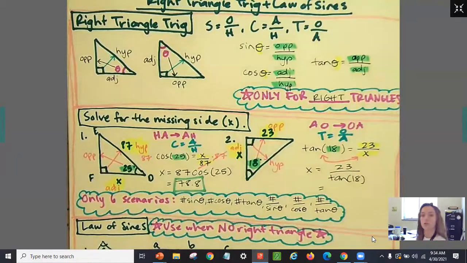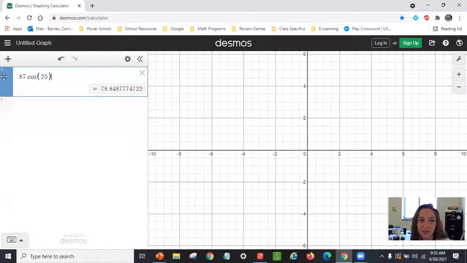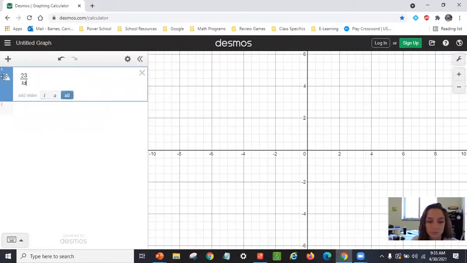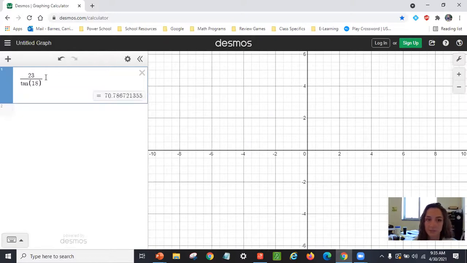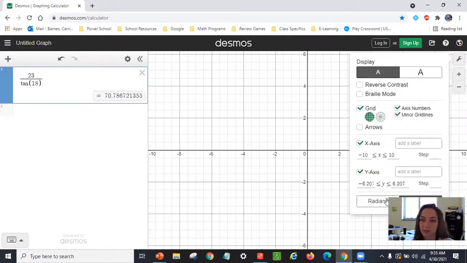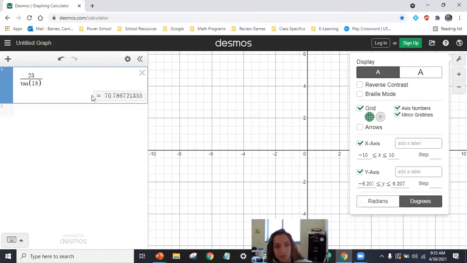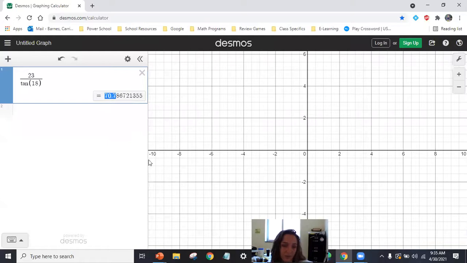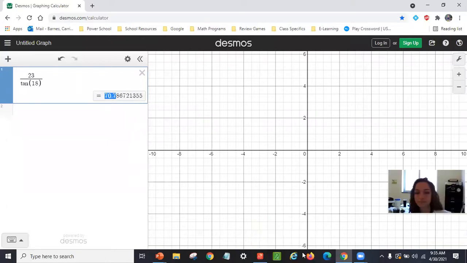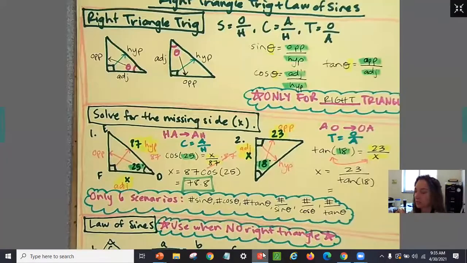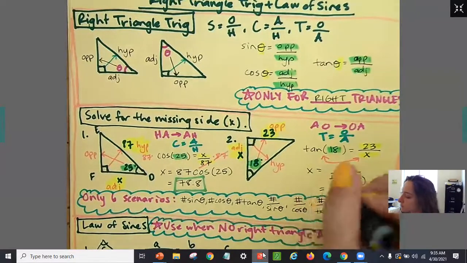All right, we're going to go type that into a program and see what this is equal to. So 23 divided by tangent of 18. And like I said, please make sure that you're in degrees and not radians. This is radians. You get negative 20. That's not correct. And in degrees, you get 70 point, and let's just say 70.8. Okay, 70.8.